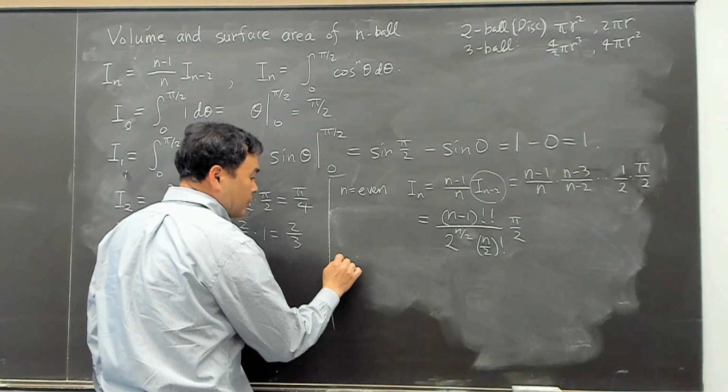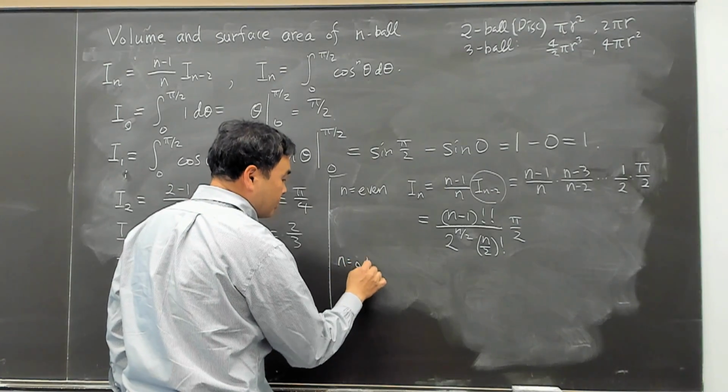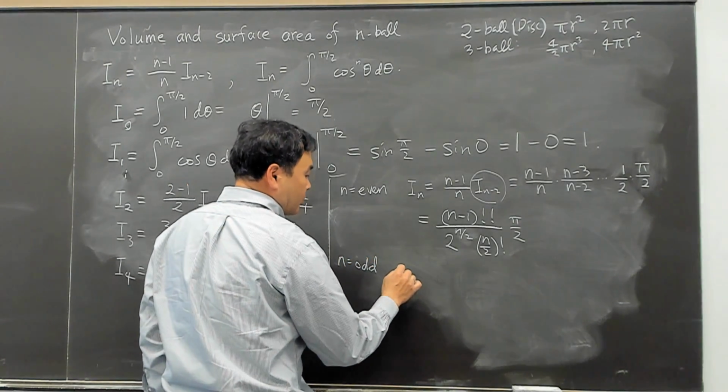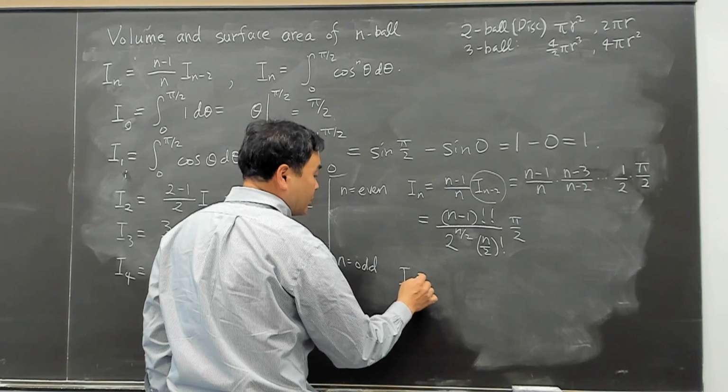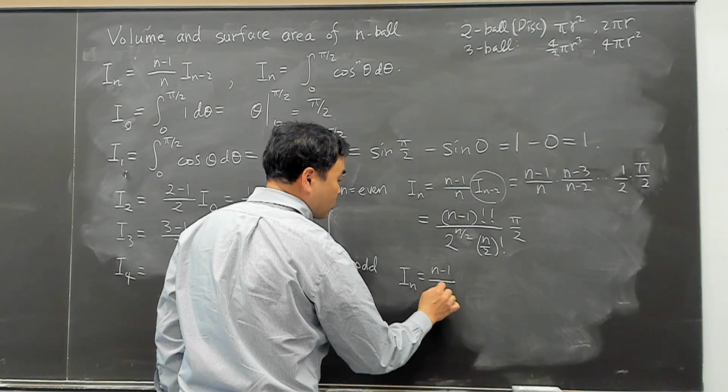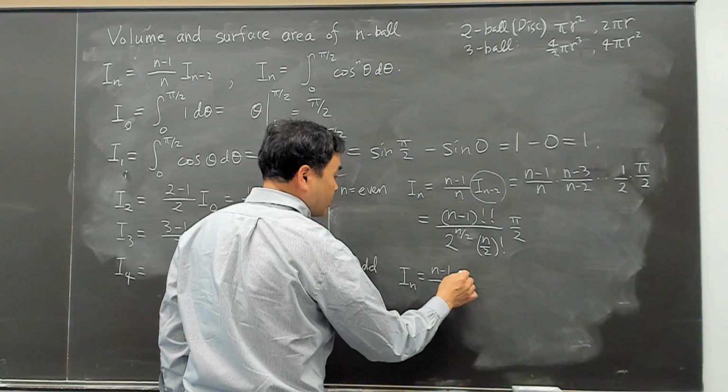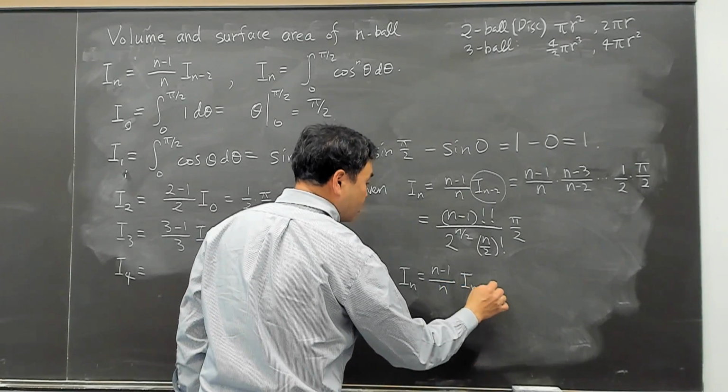Okay, now for n odd, we can do the same thing, (n minus 1) over n times I sub n minus 2.